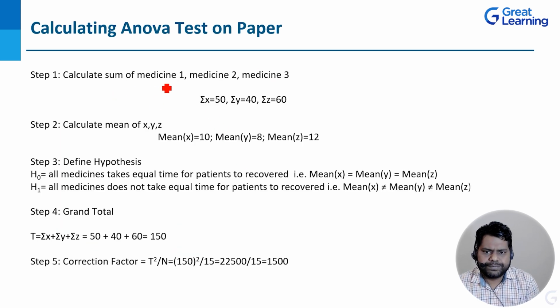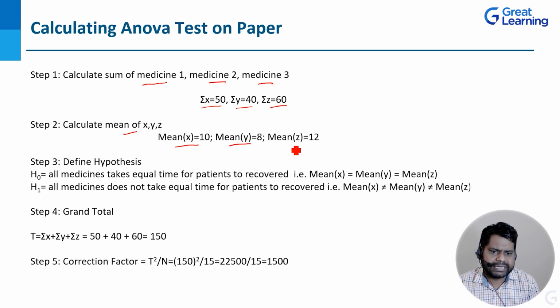So as a first step, we will calculate the sum of medicine 1, medicine 2 and medicine 3. So sum of x, sum of y and sum of z are 50, 40, 60. Next step, we will calculate the mean of x, y and z. So mean of x is 10, mean of y is 8, mean of z is 12.